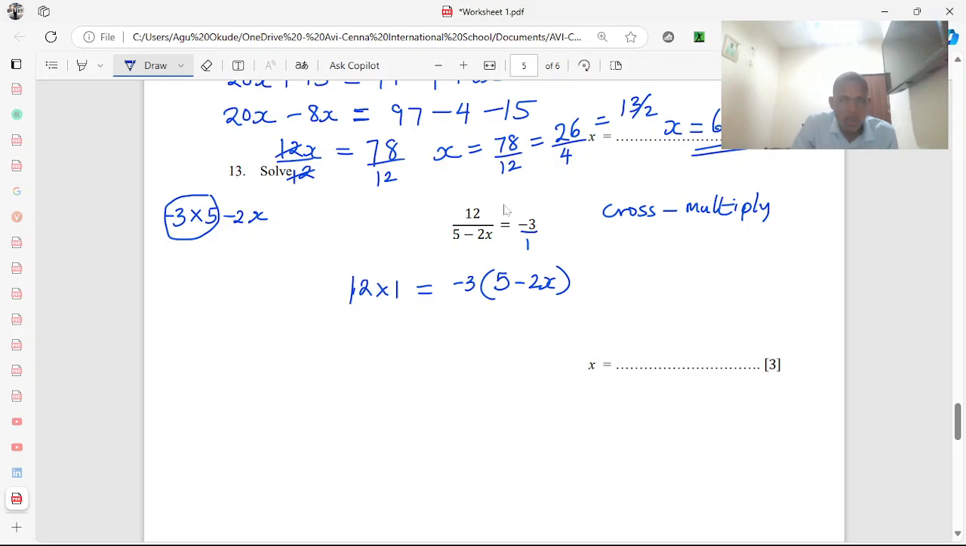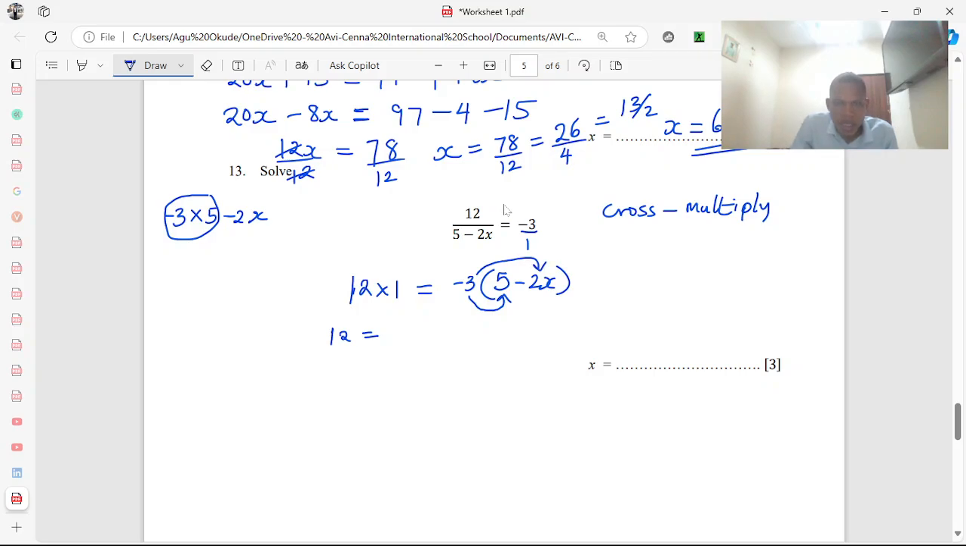It's wrong. So -3 should multiply 5 and minus 2x. Which is why you must put that bracket. Bracket is very important there. When you have an expression, you must put your bracket. So I have 12 on the left is equal to, now I will use -3 to multiply everything in the bracket, just like this.